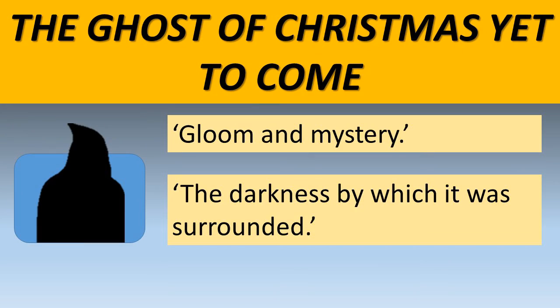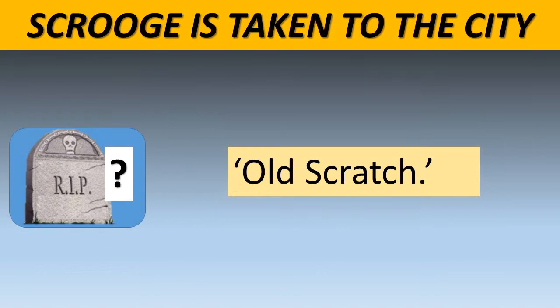So the Ghost of Christmas Yet to Come is full of gloom and mystery. And we've also got the darkness by which it was surrounded, which is something that you can reference, that binary opposition of darkness versus light, evident again in this chapter. Scrooge is taken to the city and he's referred to as Old Scratch by the people talking about the funeral. Old Scratch is an archaic term for the devil. So the message there is, if you live a life of selfishness and greed, you will die, and your life will be something that is ridiculed by others, and you'll be treated with no respect, which is then something that's echoed when we're taken to Old Joe's shop.